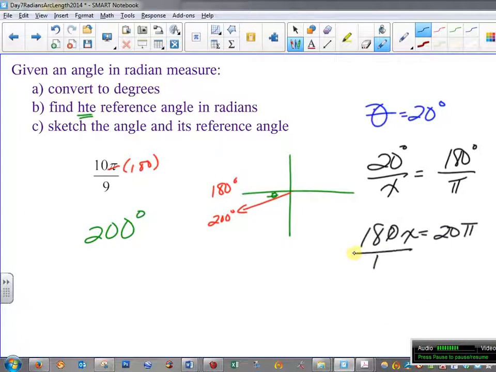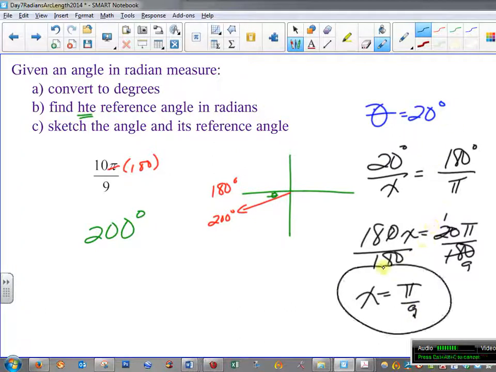We're going to divide both sides by 180. And we'll reduce this. Looks like it's going to be 20 out of here and 20 out of here. We'll leave 9. So my answer is going to be pi over 9 radians. So that's the reference angle in radians. It's a 20-degree reference angle. That means that the reference angle is equal to pi over 9. And then it says sketch the angle. We already did sketch the reference angle, so we've got them in there.